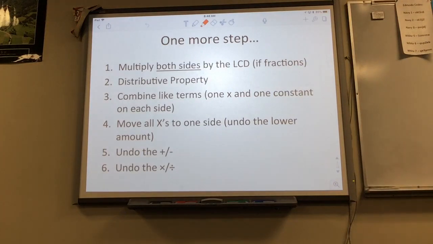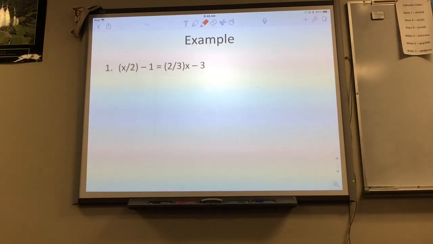With fractions, it's the LCD. With decimals, it is the longest decimal, and I'll explain that when we get to it. But if you multiply both sides by something, it'll get rid of the fractions. It'll turn everything into whole numbers. If you multiply both sides by something, it'll get rid of the decimals. Everything will turn into whole numbers, and it's a lot easier. So let's look at the first one.